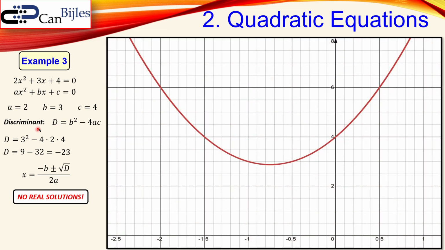So let's also see that in the graph. This is the graph for this equation, 2x squared plus 3x plus 4. And this is the blue line, which is our y equal to 0, the right hand side. You can see there is no intersection between the red and the blue line.